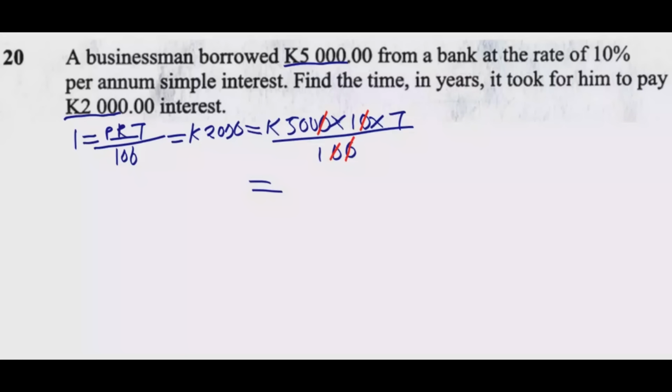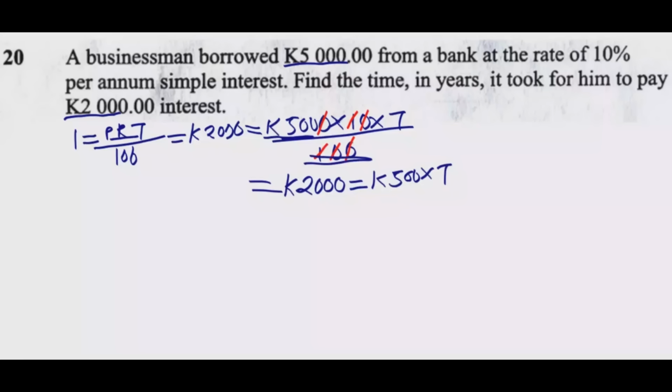Okay, if you want, you can even cancel 1 here and this one. Then we can write what we are remaining with. On the left side of the equal sign, we are still remaining with 2000 kwacha, which is equal to 500 kwacha here. Then here we are remaining with nothing, so we say times t. Down here we are also remaining with nothing, so that's the expression we are remaining with.